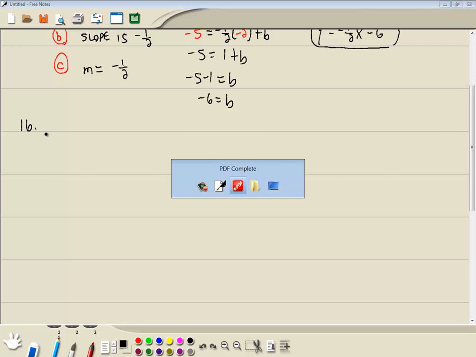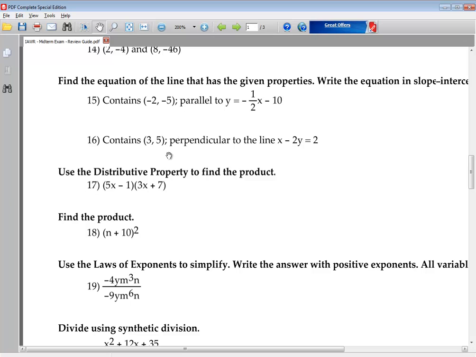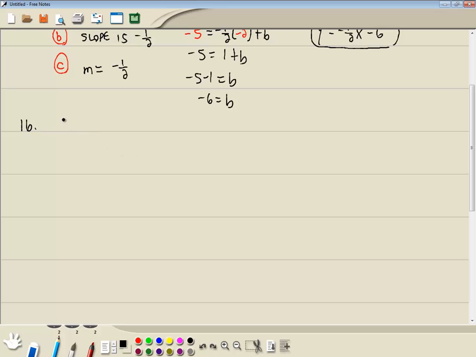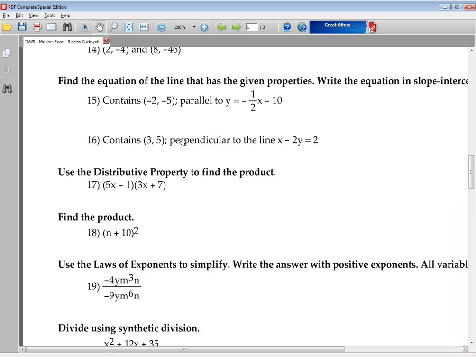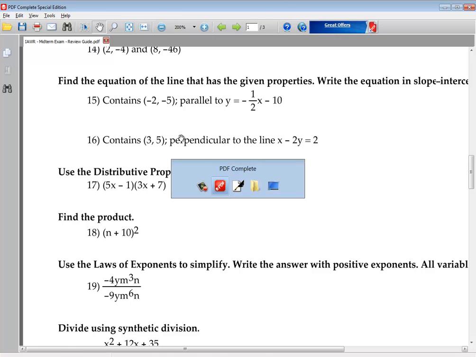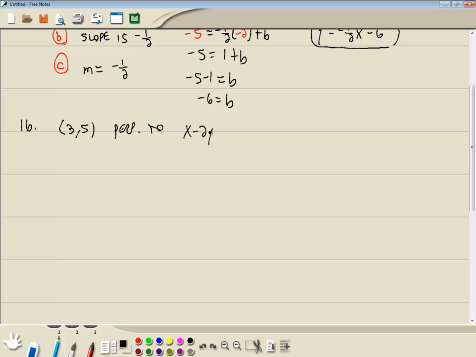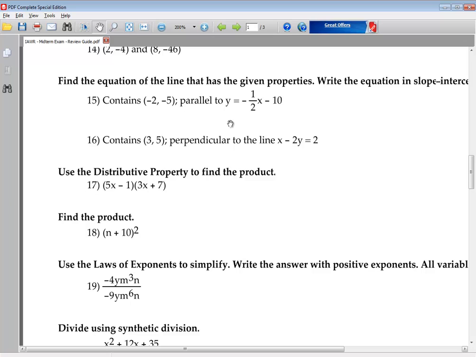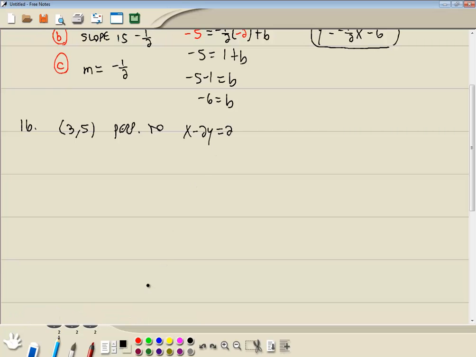Now let's look at the perpendicular case. Contains (3, 5) and is perpendicular to x minus 2y equals 2. Okay, step 1. Find the slope.